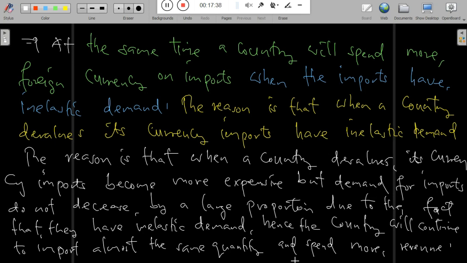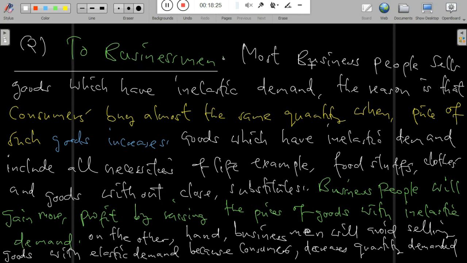But also, something that we should not forget is that the importance of elasticity of demand does not lie only with the government but also with businessmen. Why businessmen? We need to understand that most business people sell goods which have an inelastic demand. The reason is that consumers buy almost the same quantity when the price of such goods increases. Goods which have an inelastic demand include all necessities of life, for example foodstuff, clothes, and goods without substitutes. So business people will gain more profit by raising the price of goods with an inelastic demand.